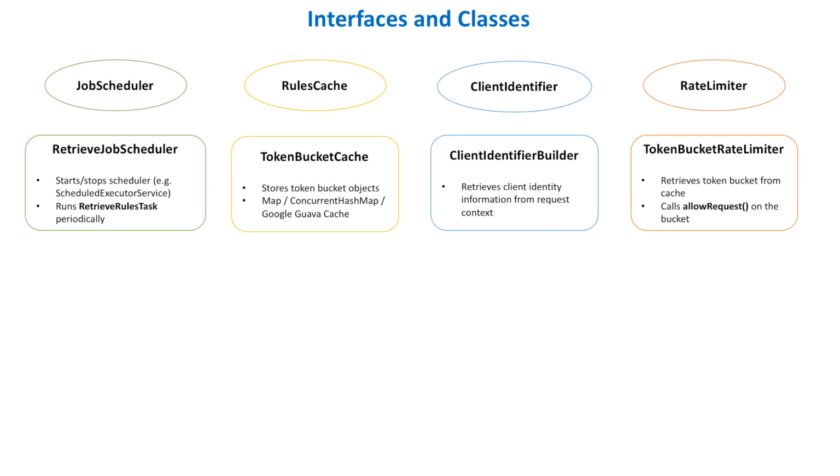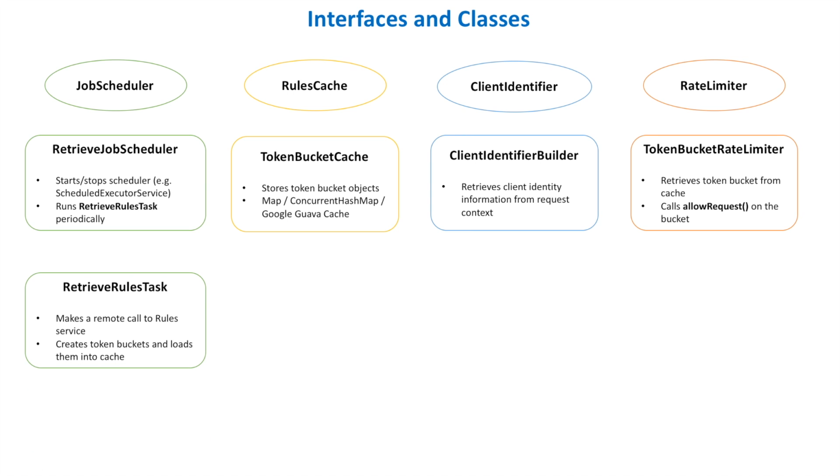And for the rate limiter interface, let's introduce a token bucket rate limiter class, which is responsible for calling allow request on the corresponding bucket for that client. And the last important piece is the retrieve rules task, which is responsible for retrieving all the rules for this service.